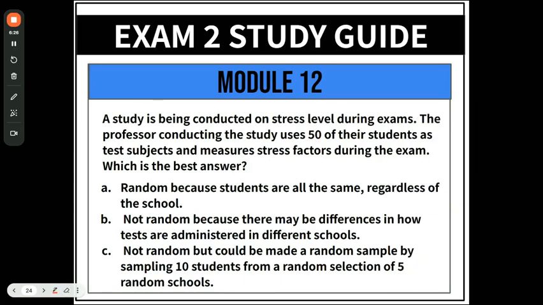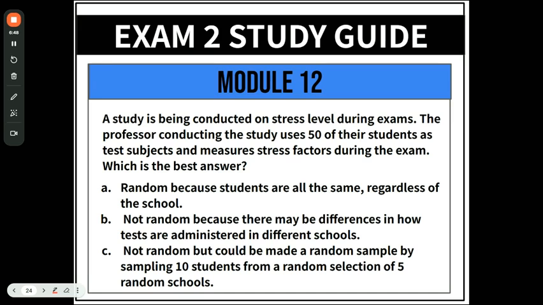A study is being conducted on stress levels during exams. The professor conducting the study uses 50 of their students as test subjects and measures stress factors during the exam. Which is the best answer? Okay, so they want to know whether or not this test that was being conducted was random or not.